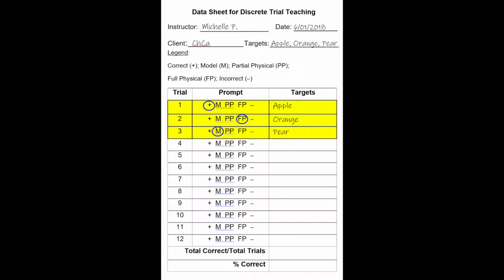Welcome back! Oftentimes in DTT, the first couple of trials are used as probe trials, which means that the RBT will use least to most prompting to determine if the client needs prompts or not for a given response. You previously collected data on client responses during probe trials. Now it's time to discuss what the rest of the trials will look like.